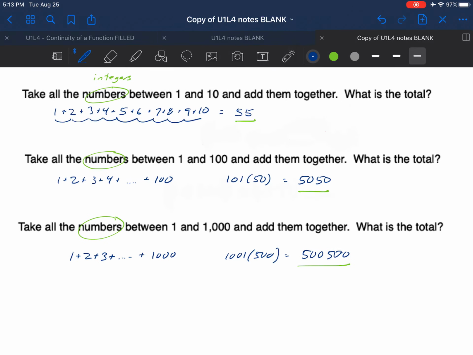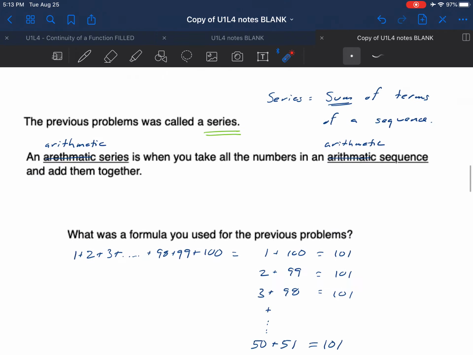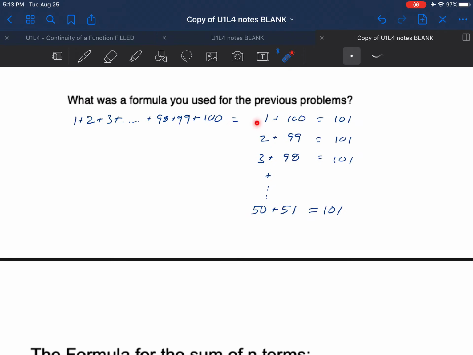Right? So that was part of the two things that I multiplied together here. So 101, this is really for me knowing that, oh, that's 1 plus 100 and that's 2 plus 99. Where does this 50 come from? Well, if we look here, we've got 100 total terms, but that means there's 50 pairs.